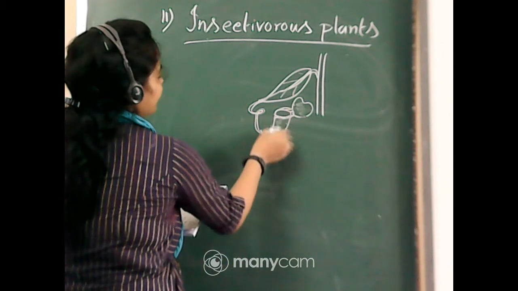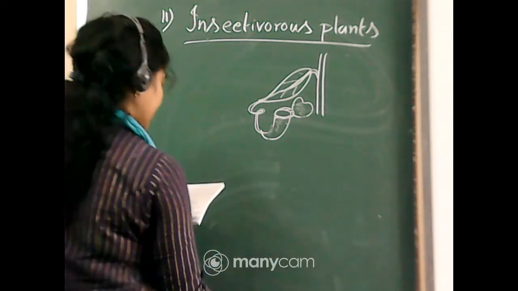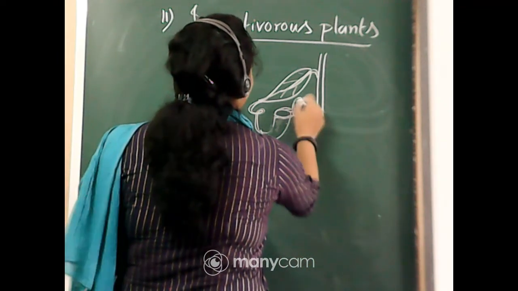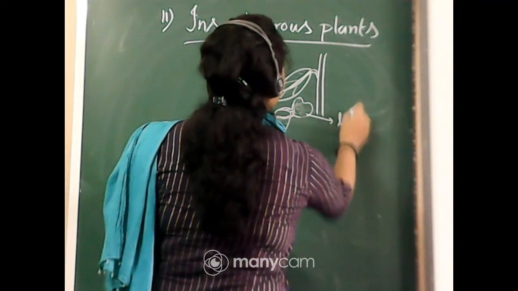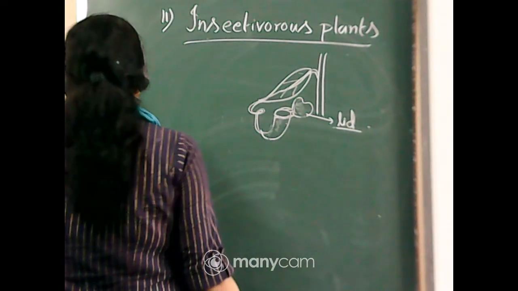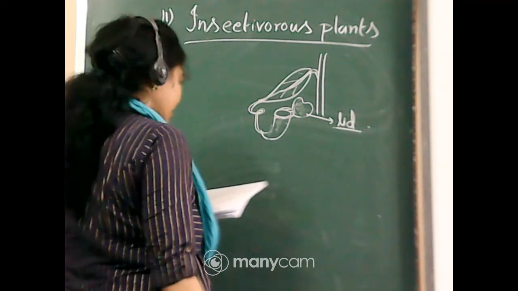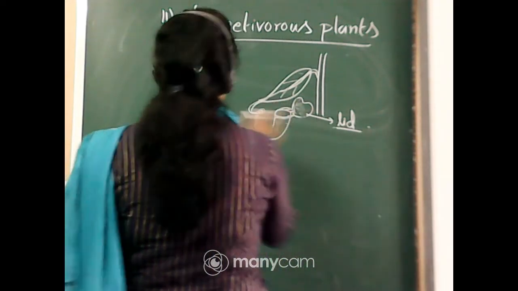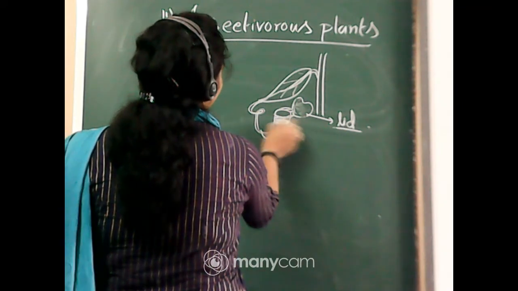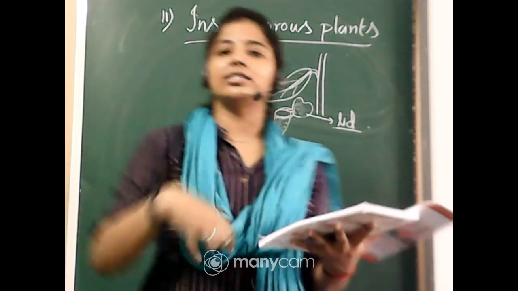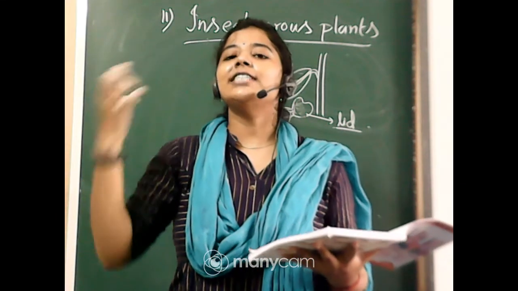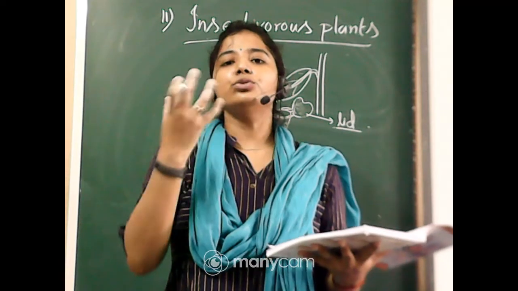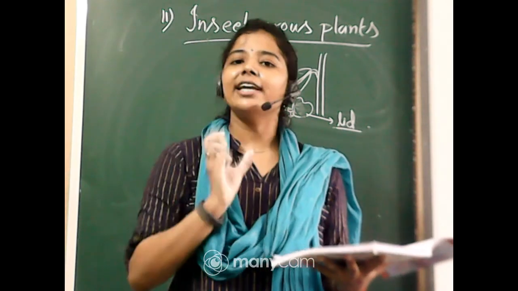Here you can see a picture of a pitcher-like or jug-like structure. At the apex of the leaf there is a structure called the lid, which is for opening and closing the mouth. Whenever an insect comes, they close their mouth. Inside the pitcher there are some hairs directed downwards. Whenever an insect comes near the lid, they immediately close the lid, and through the action of the hair movement, they take the insect downwards.